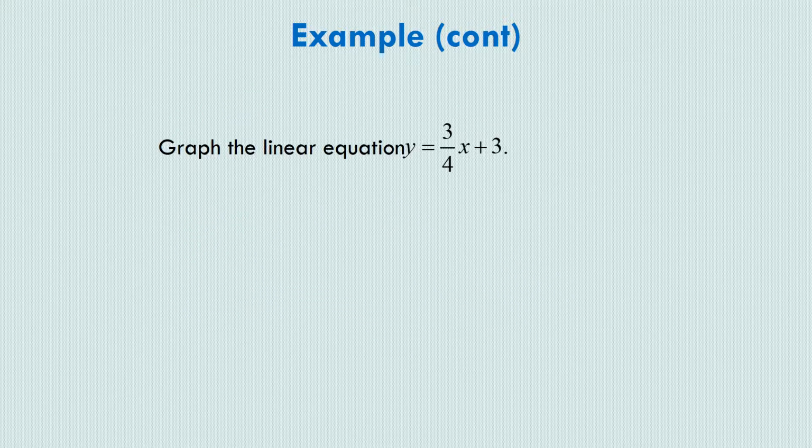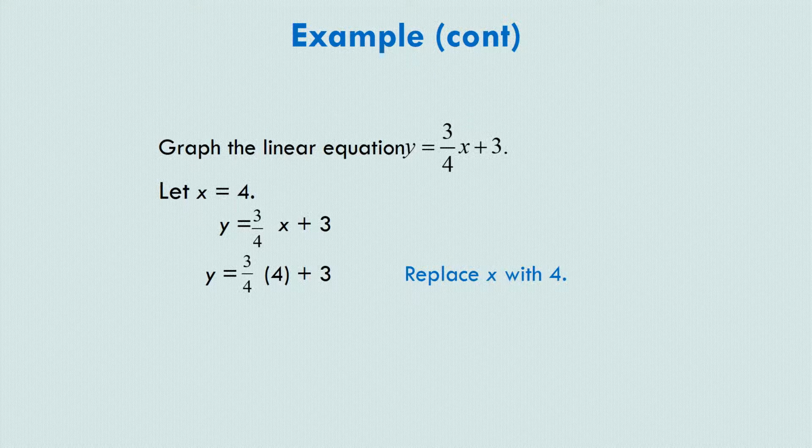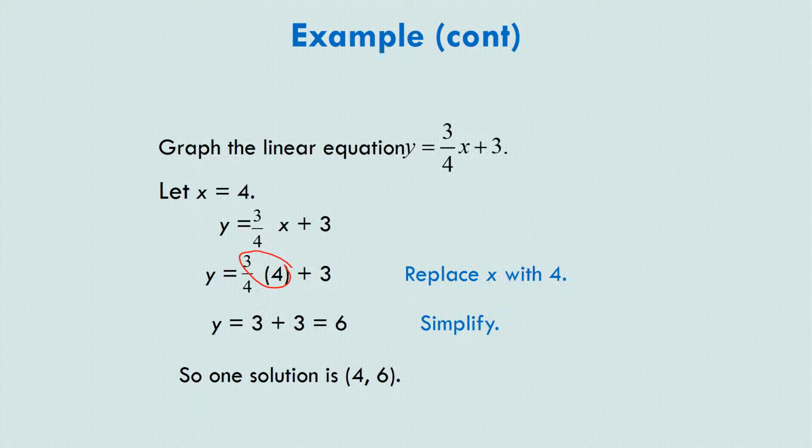So the first multiple of 4 that I'm going to choose is 4. And so when I plug in 4, if you think of it in 2 ways, you can think of it as 3 times 4, and that's going to give me 12. And then 12 divided by 4 is 3. Or you can think of it as 4 divided by 4, and that's 1, and 3 times 1 is 3. Either way, once you simplify, you're left with 3 plus 3, which is 6, so therefore your coordinate is y equals 6. So therefore your solution is 4, 6.